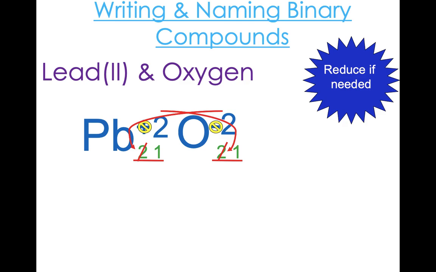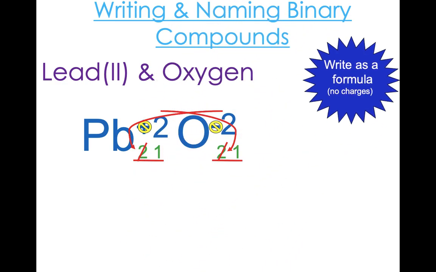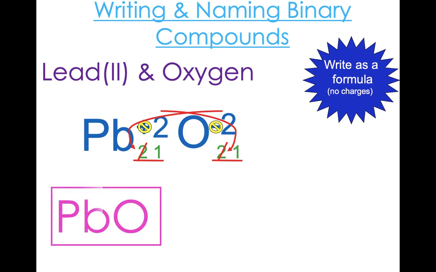Please keep in mind that we do not write 1s in our final formula. When we write our final formula, you will have 1 lead and 1 oxygen, but you will not have 1 as a subscript. Now let's name it.